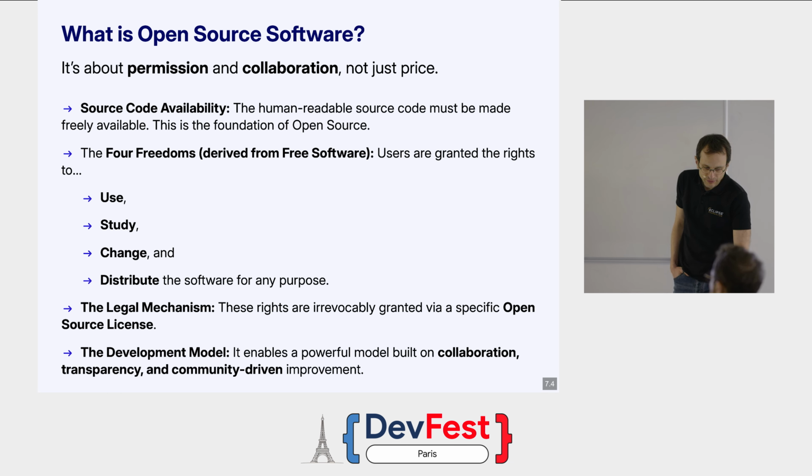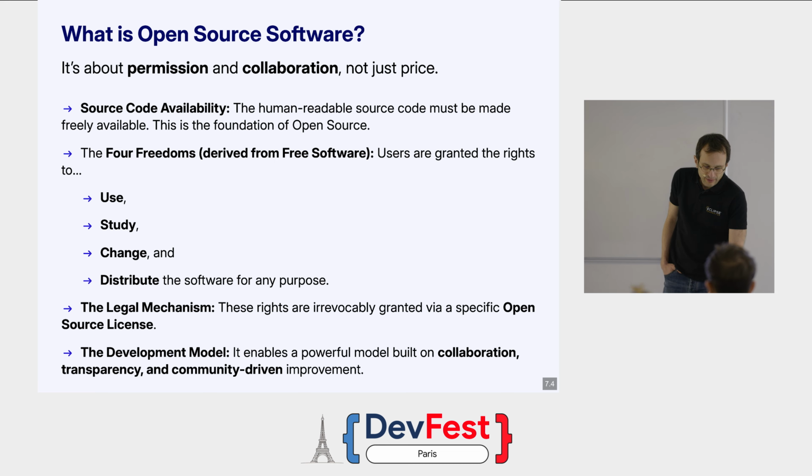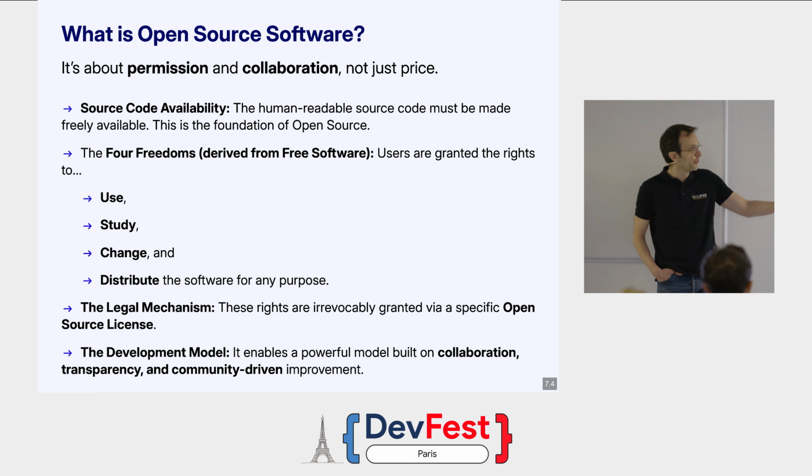So there are some key characteristics. First, the source code must be available to everyone. That's the foundation of everything else. If we don't have access to the source code, it's not open source. Then, you need to have the four freedoms from the Free Software Foundation, made by Richard Stallman. This is the short version of the talk. Usually I have a bit of history to explain where the four freedoms come from. But you need to be granted these four freedoms.